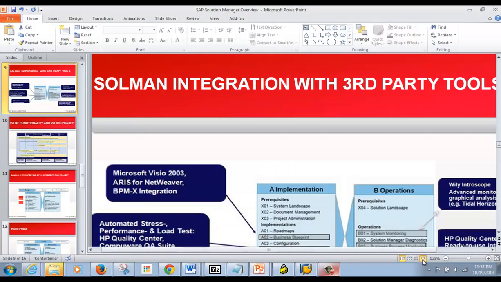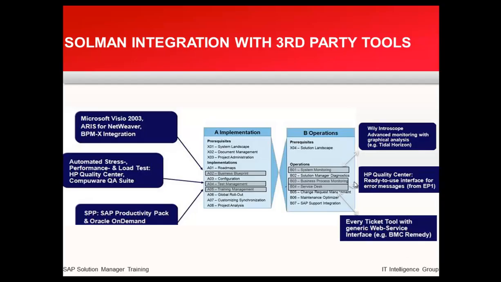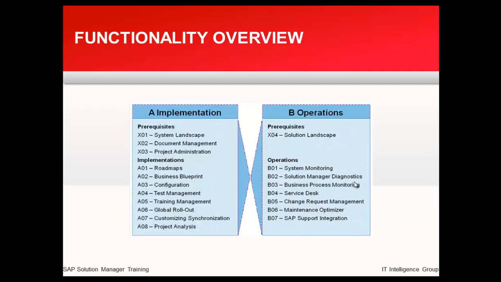Okay, so you can see that different functionality is provided. So from the implementation perspective, for the projects you have roadmaps, you can create blueprints, configuration, test management, training management, global rollouts, customizing, synchronization, project analysis. So all this can be done from the implementation perspective. So this is there from the functionality perspective.